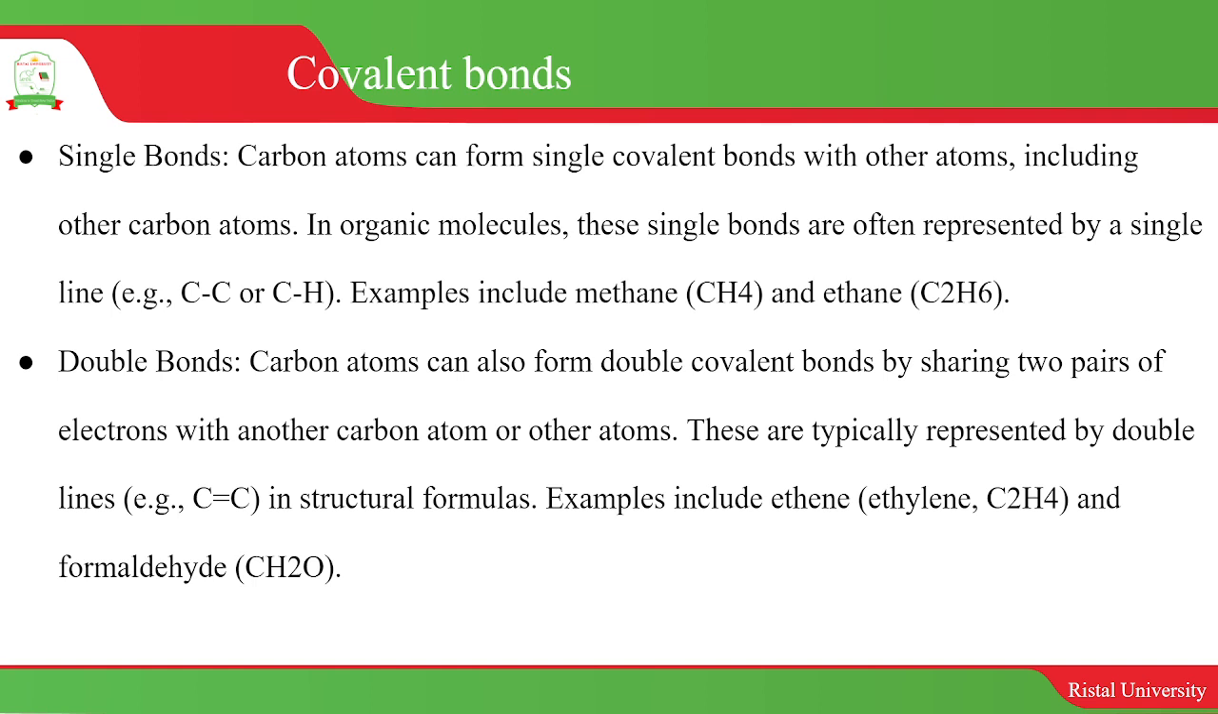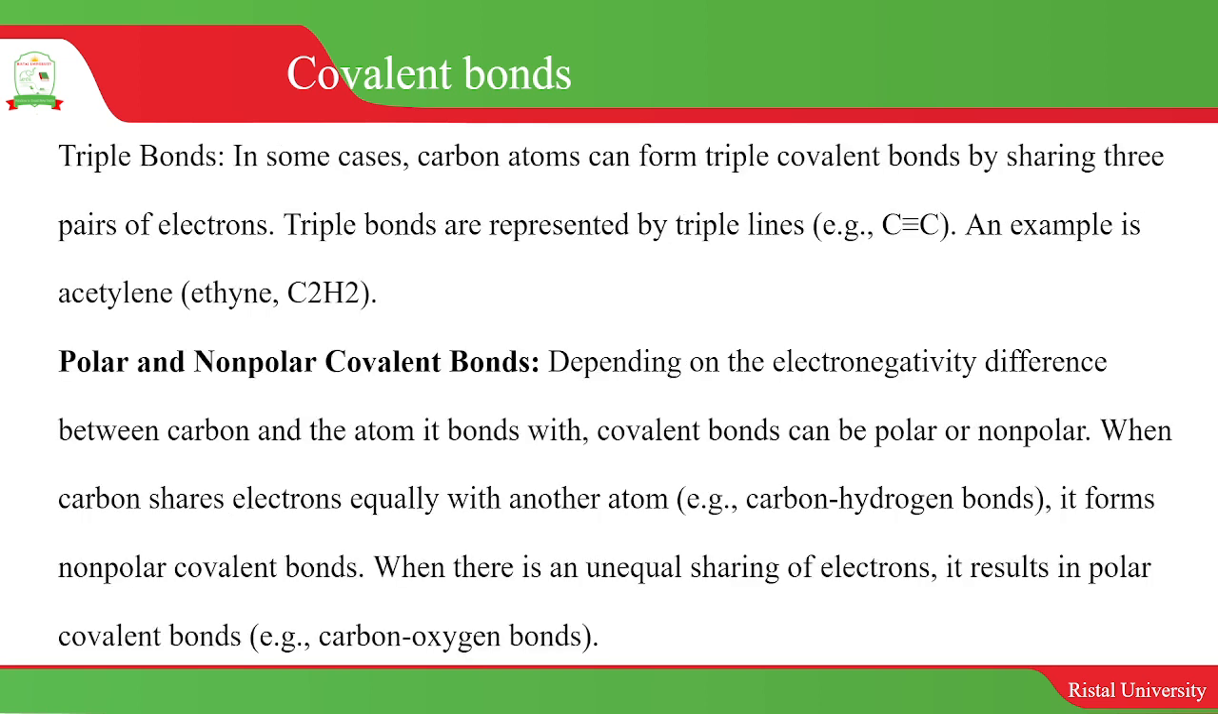Okay, then we have double bonds. This is where you have the 2 dashes here, C and C. In between these 2 dashes, that signifies a double bond. Okay, so ethene is an example of a compound that has double bonds. Formaldehyde also has double bonds. And then we have triple bonds. Okay, acetylene is an example of a compound which has a triple bond.